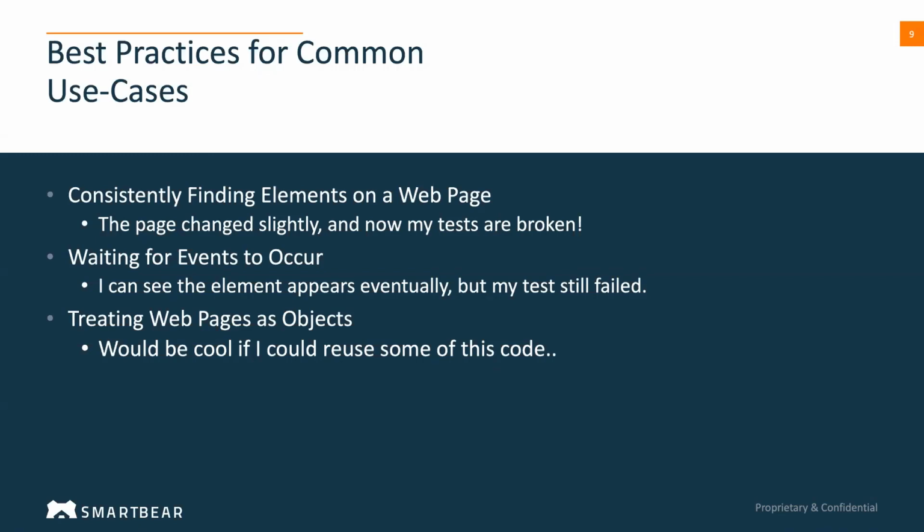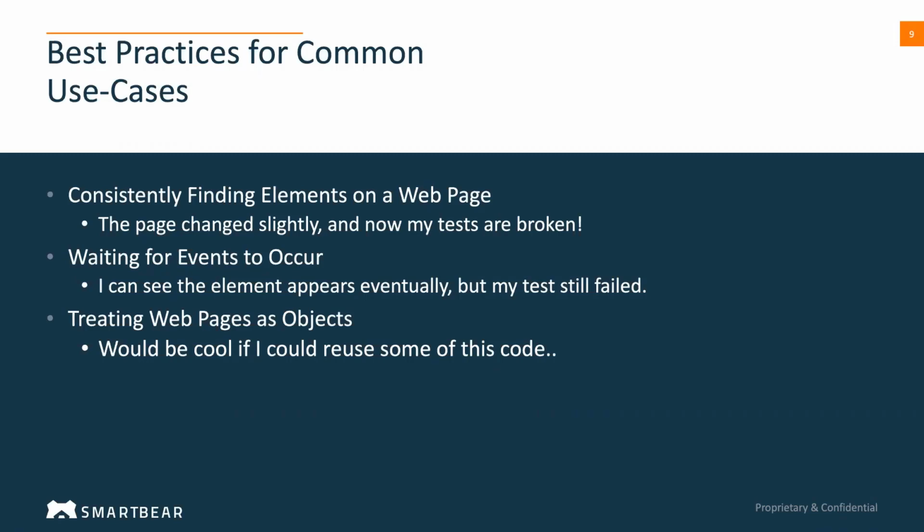Waiting for events to occur. So web pages and really browsers in general are sort of on an event-based model, I guess you could say. We might wait for a page load to occur, or we might wait for some JavaScript to execute or some CSS changes to happen. And Selenium has built-in ways to do this, and we'll learn how we can use them to best effect.